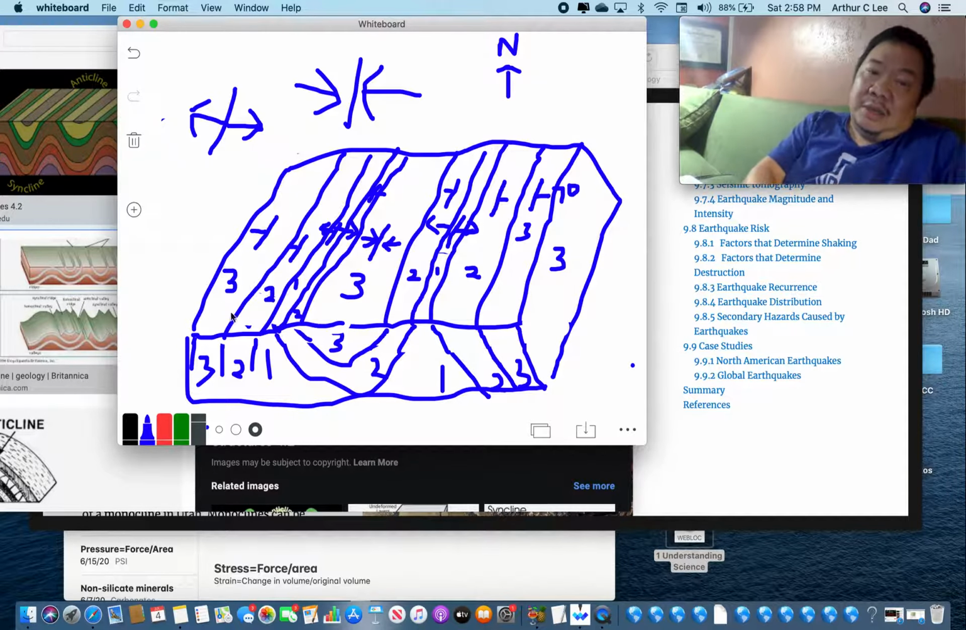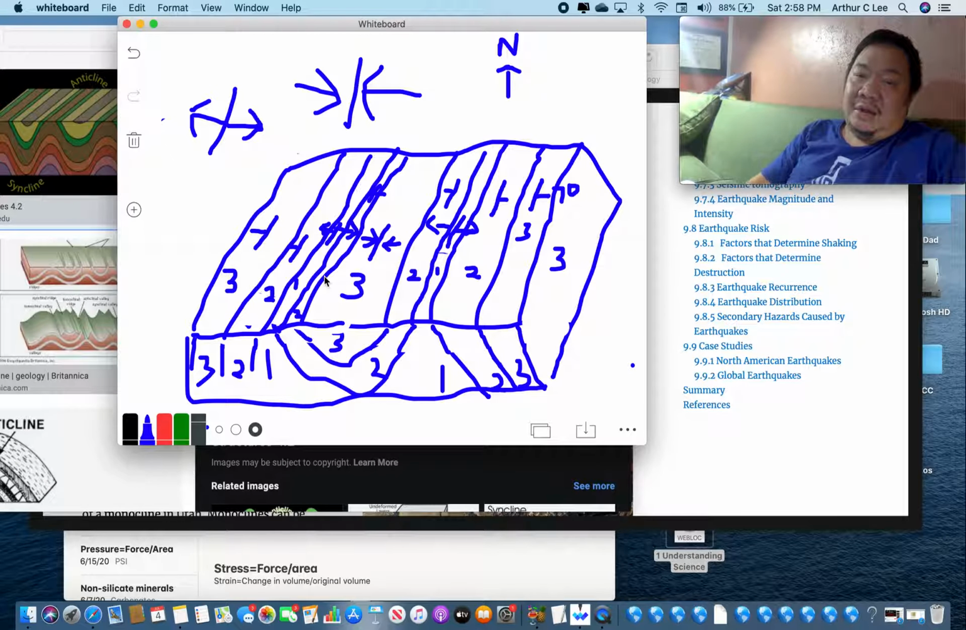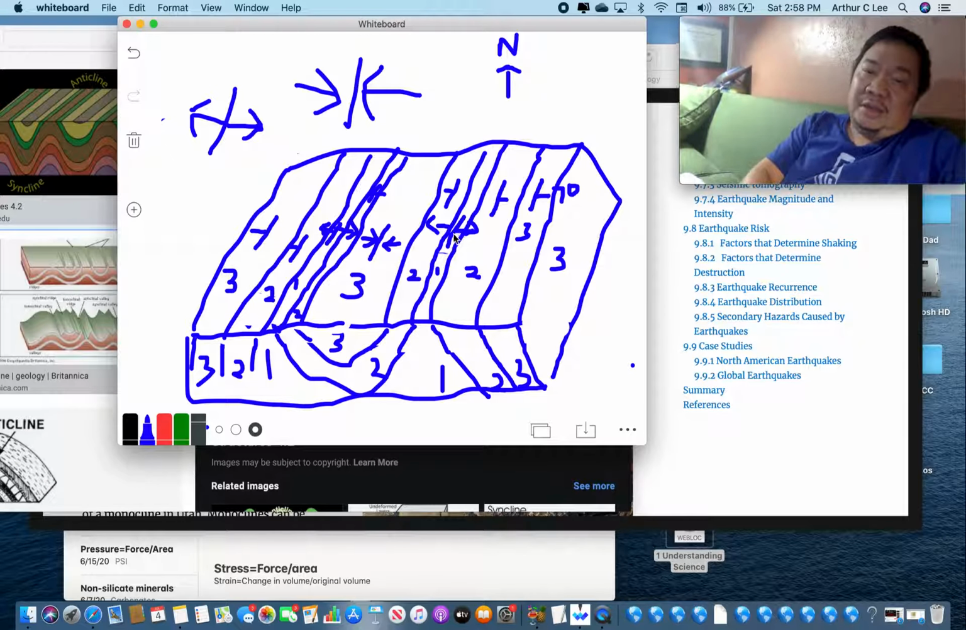Now let's say we didn't have these numbers here. We didn't know the ages. How would we know, are we dealing with a syncline or anticline? Well, here's an anticline. How do I know? Because the rocks on both sides of an anticline dip away from the oldest layer. Do the rocks on both sides of a syncline dip towards the center of the syncline? Yes. And they dip away from the center of an anticline.